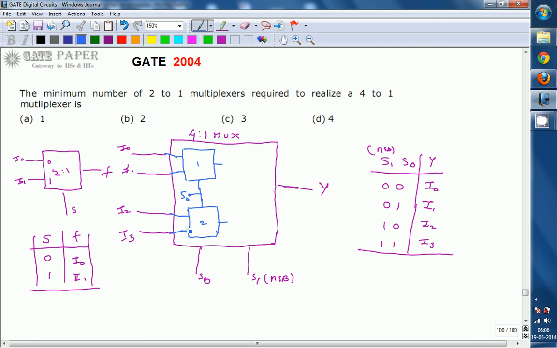Based on S0 value alone, you cannot say anything about Y. Whenever S0 is equal to 0, I0 of the first multiplexer and I2 of the second multiplexer can be selected. But only one should be selected, and that is going to be based on S1. So S1 chooses whether it is I0 or I2. If S0 is 0 and S1 is equal to 0, it will be I0. If S1 is equal to 1, it is I2.